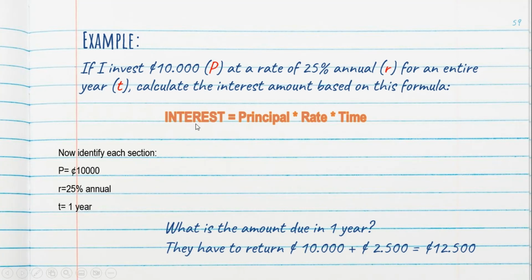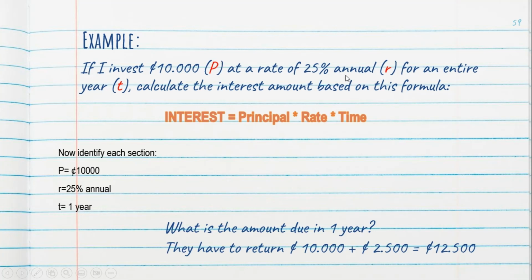Interest is the amount of money I will get at the end of the year. So I don't know that yet. I am told I invest 10,000 colones, so I know the principal is 10,000, at a rate of 25% annual. That's very important. The word that goes after the percentage, kids, is very important.